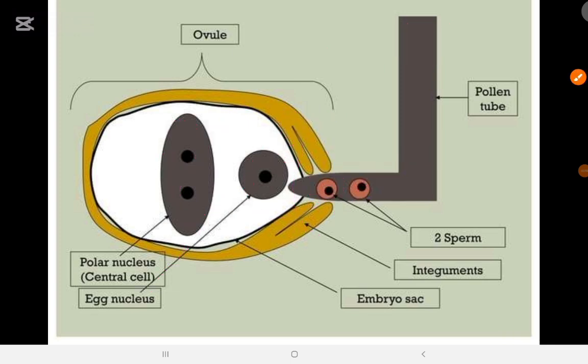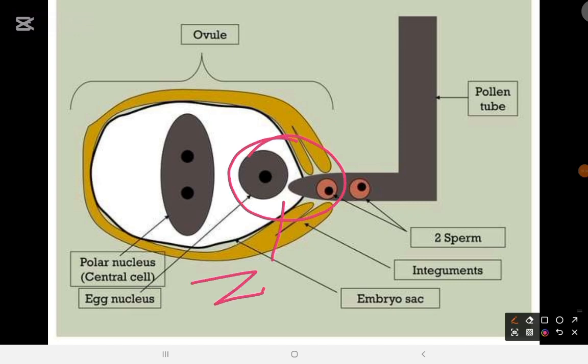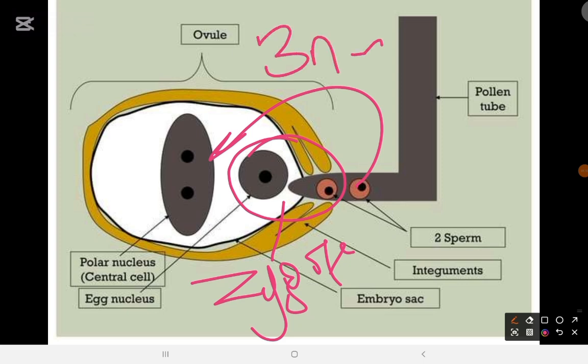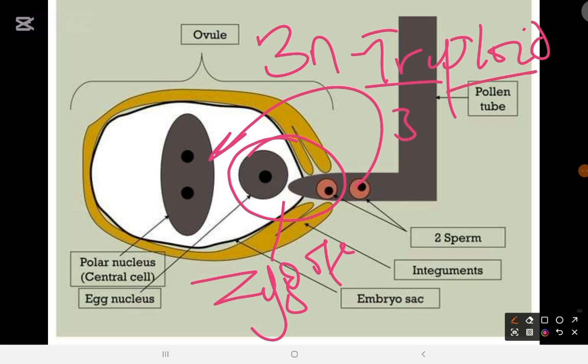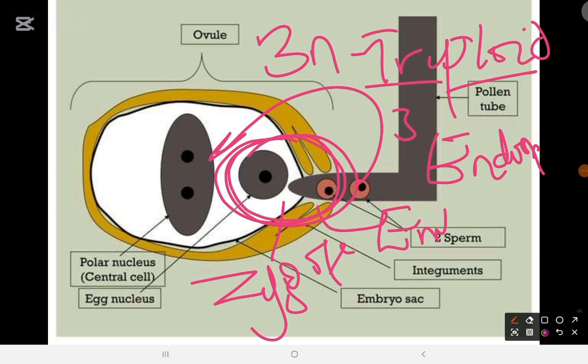So the fusion of one sperm cell with the egg cell forms the diploid zygote. Is that okay? Zygote. And the fusion of this one and this one forms 1N plus 2N. That was what I called 3N, which we call triploid. The word tri means three. Ploidy refers to chromosome numbers. When we get to genetics, we are going to explain more about that. But basically, it is triploid, and it is this one that becomes the endosperm, while this one is the zygote that becomes the embryo. Is that okay?